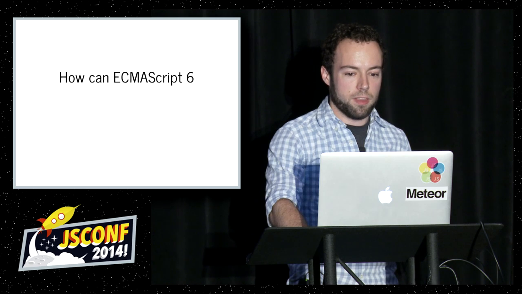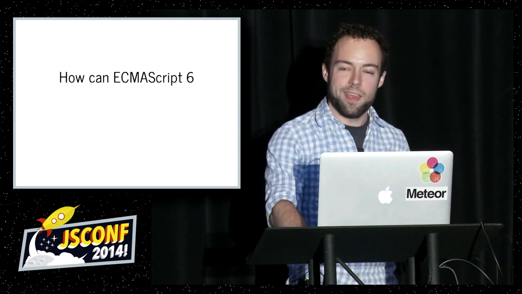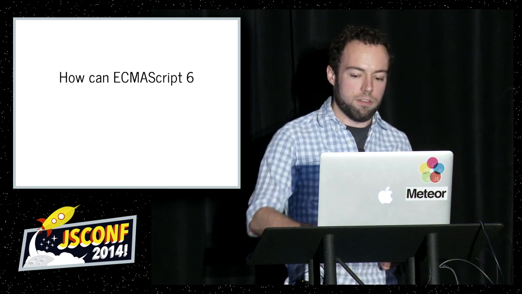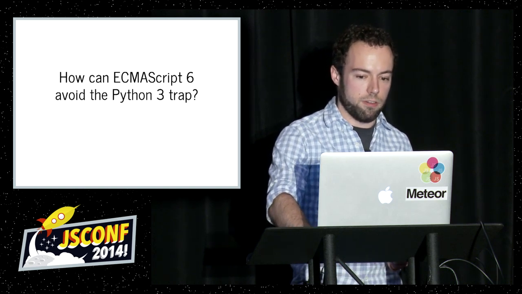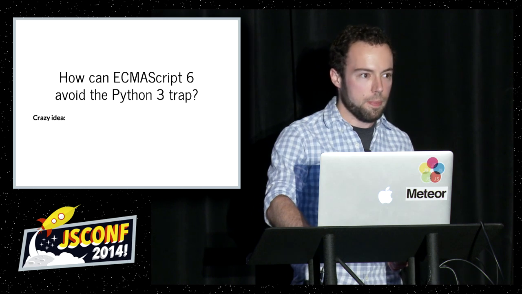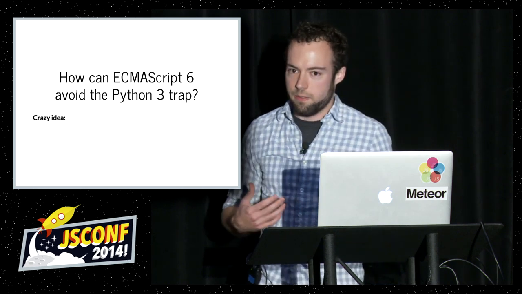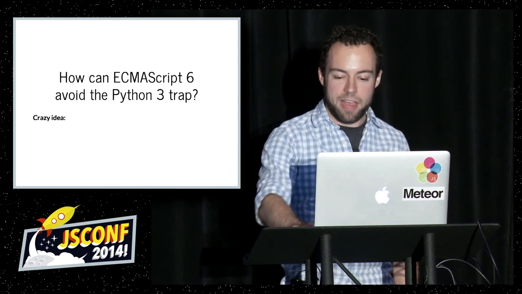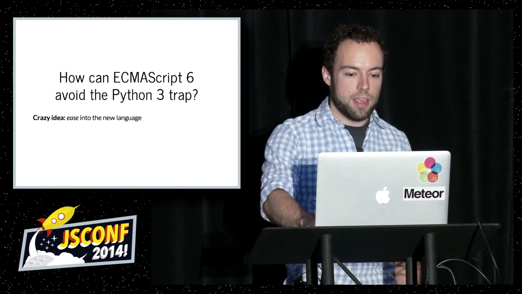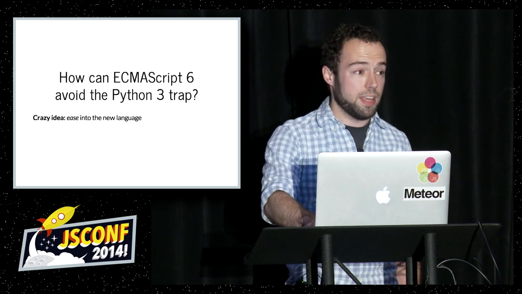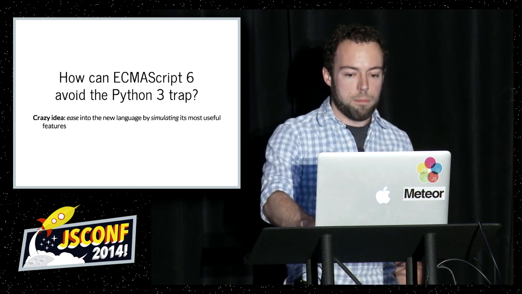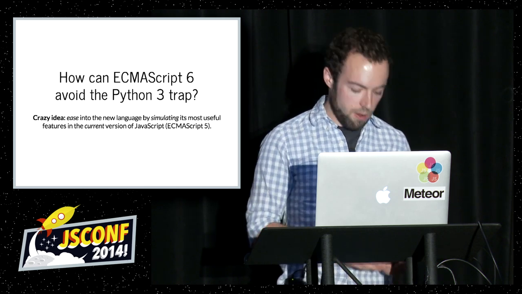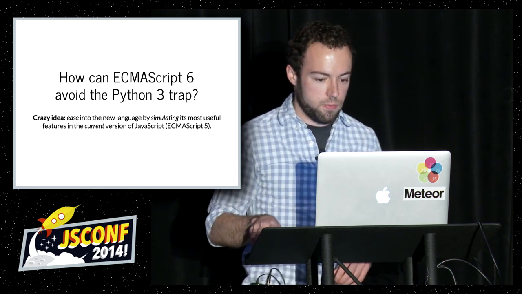So to bring this back to what we care about, how can ECMAScript 6, which is the technical standards name for the next version of JavaScript, avoid this trap, the Python 3 trap, if you will? So my crazy idea, which I'm giving myself too much credit to call my idea, but it's something I've become passionate about in the last year or so, is that we might be able to ease ourselves into the new version of the language by simulating its most useful features in the current version of the language, right?